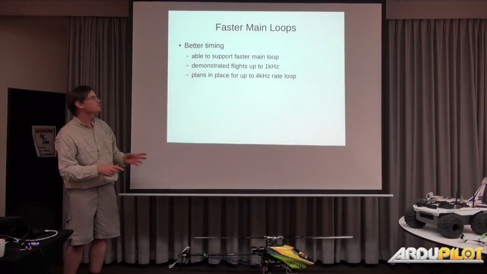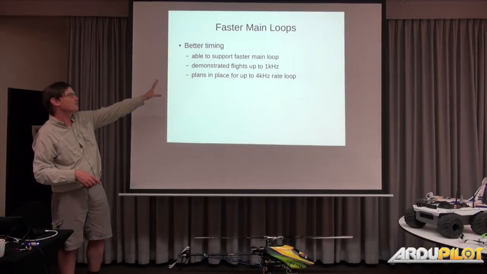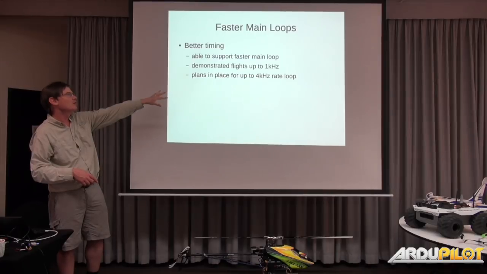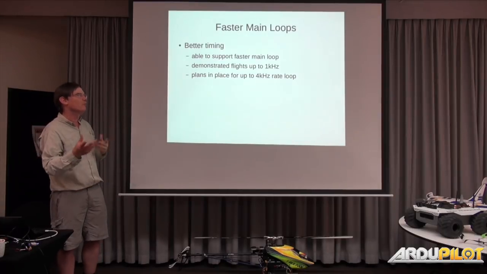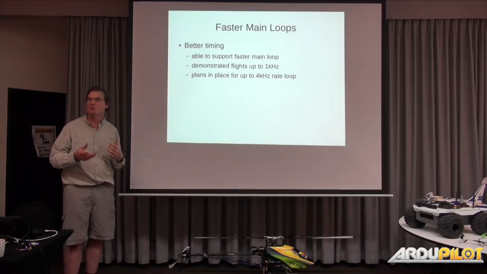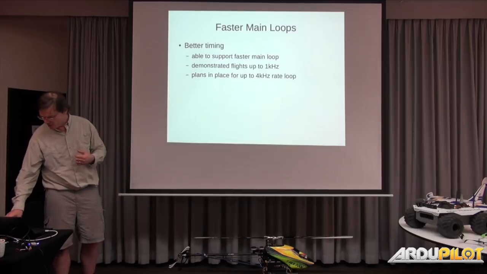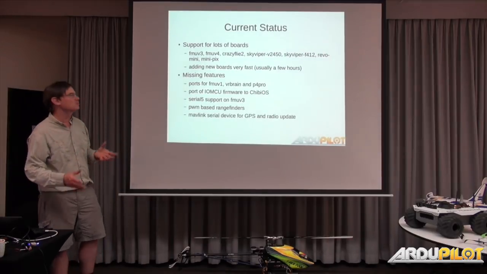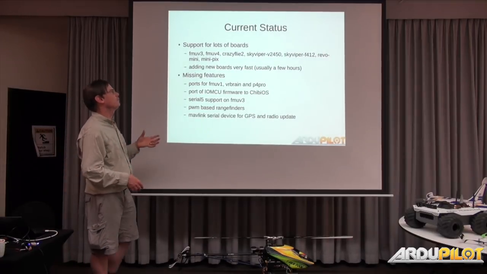Okay, faster main loops. So I've mentioned we're going to push up. We've already done flights at 1 kHz. We've got plans in place to, in the longer term, get up to 4 kHz rate loops, which we think will be really fantastic for certain classes of vehicles. All right, so current status, where are we at? And when are you going to get all this stuff? Well, it's in master now.